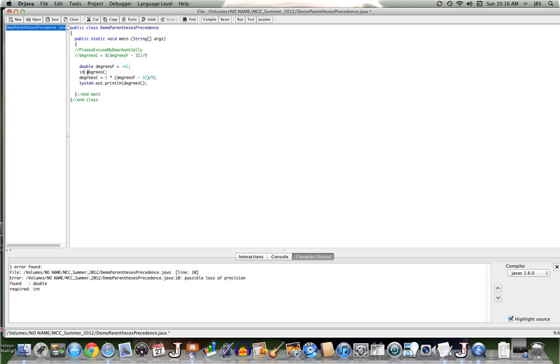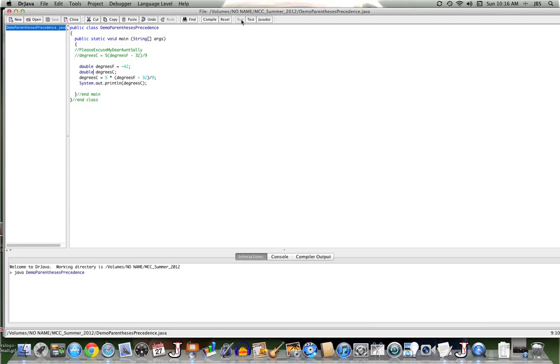So let me declare degrees C to be of type double. I'll compile and run. And we see that my negative 42 now has this long decimal value.